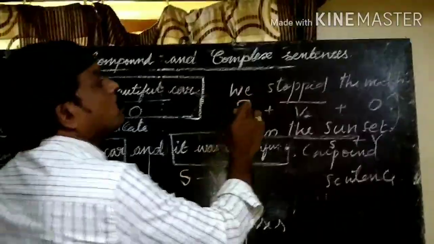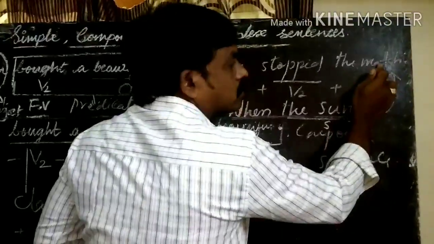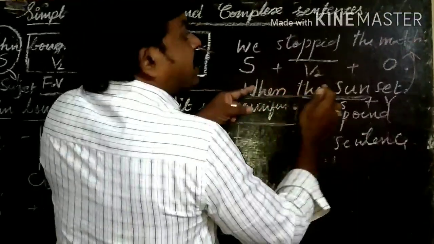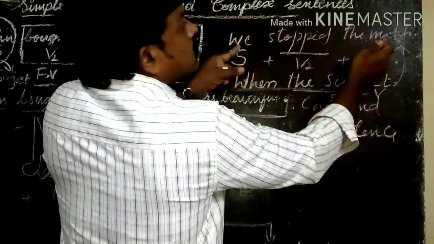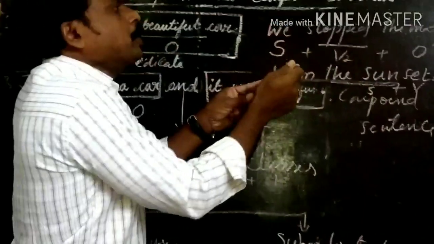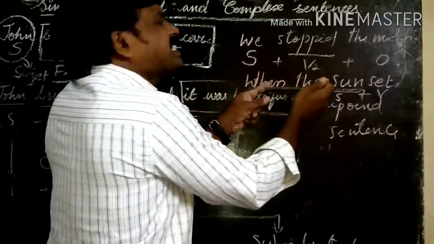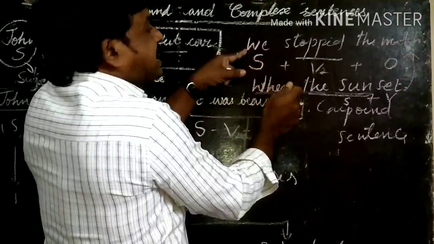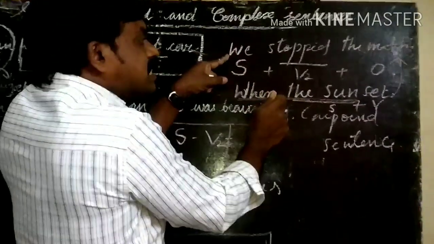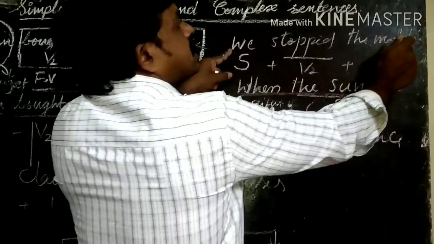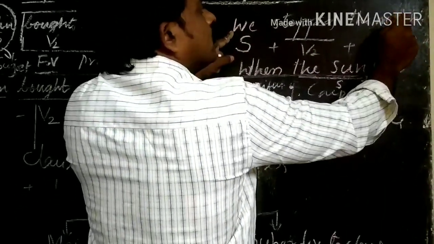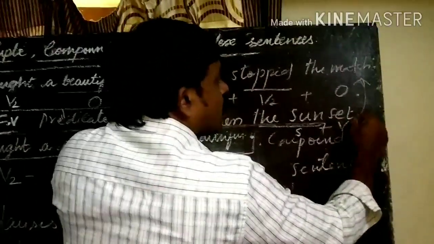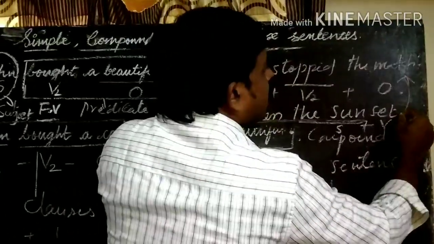See, for example, "We stopped the match." Of course, it can stand by itself as a sentence. Okay? "When the sun set." We stopped the match when the sun set. What did you do at sunset? We stopped the match. Right? So this clause attains sense only when it is attached to the main clause. So this clause is called a subordinate clause. SC.